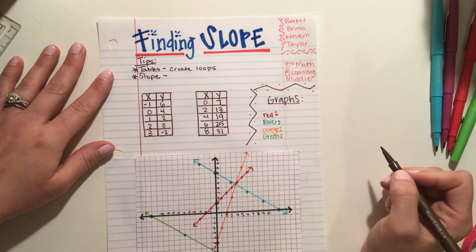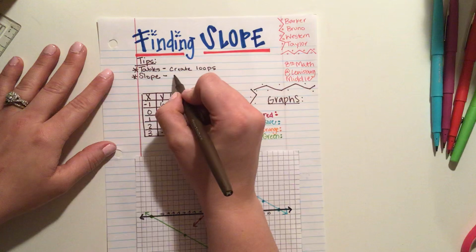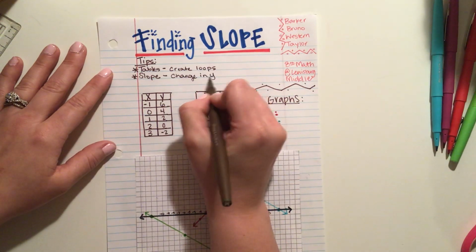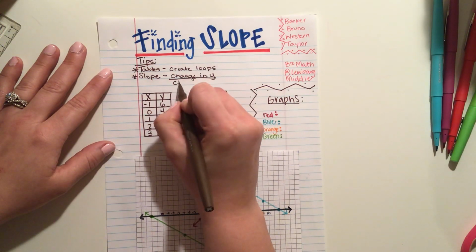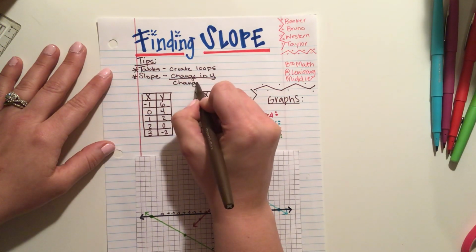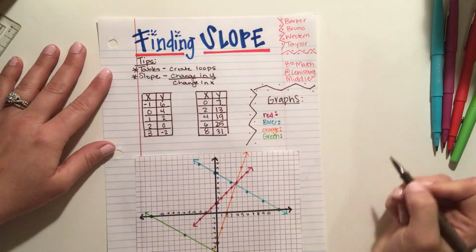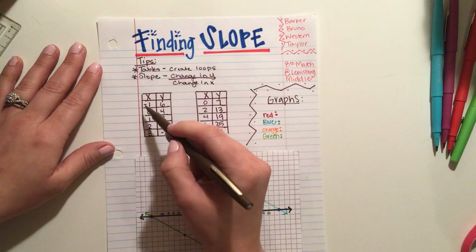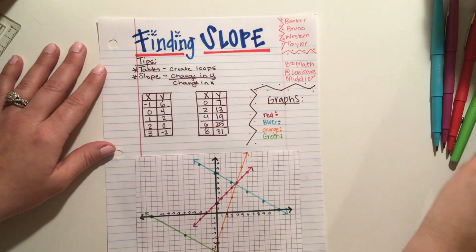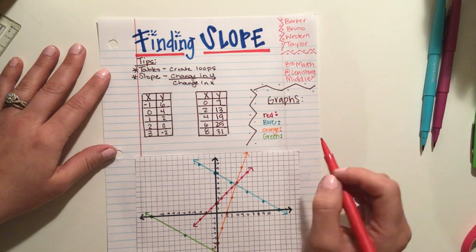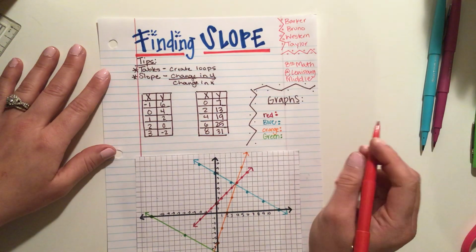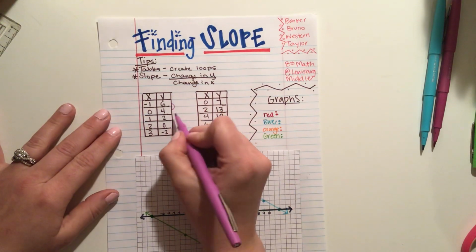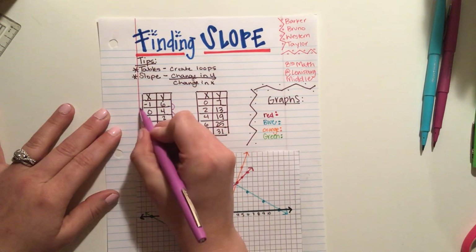Our slope is going to be the change in y over the change in x. So as you create those loops, you're going to put the change in y over the change in x. Let's go ahead and do the first example of that. So going through, looking at our little loop-de-loos here, we're going to create them between each set of numbers.